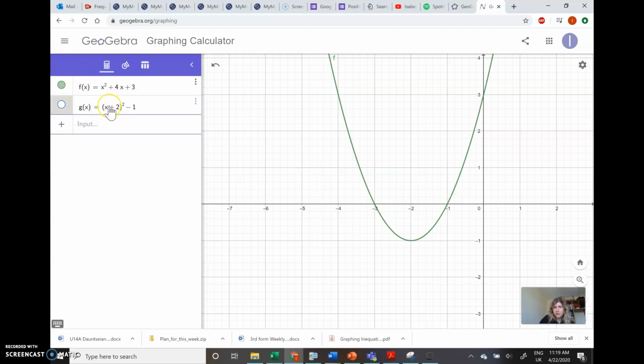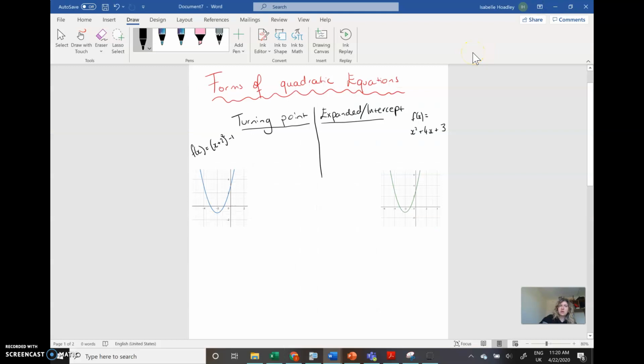This factorized, or what we call turning point form of the equation, you'll notice here you've got a +2 and a -1. Now your turning point on this quadratic is at x equals -2, y equals -1. So that corresponds to the numbers that we have in here. So this form gives you the turning point. So there's a couple of advantages. In your turning point form, you get the coordinates. I'm just going to write coords of turning points.